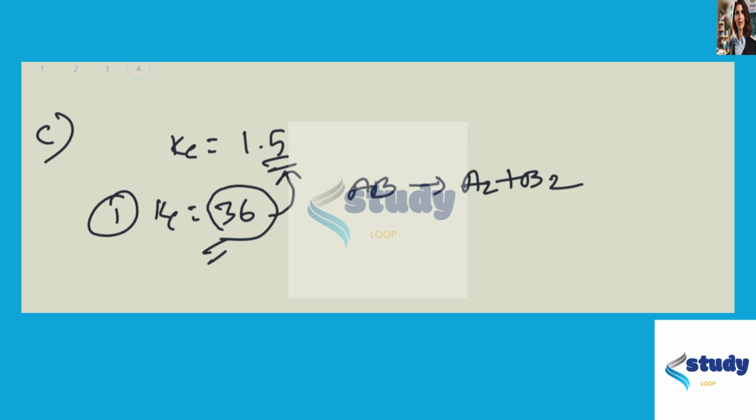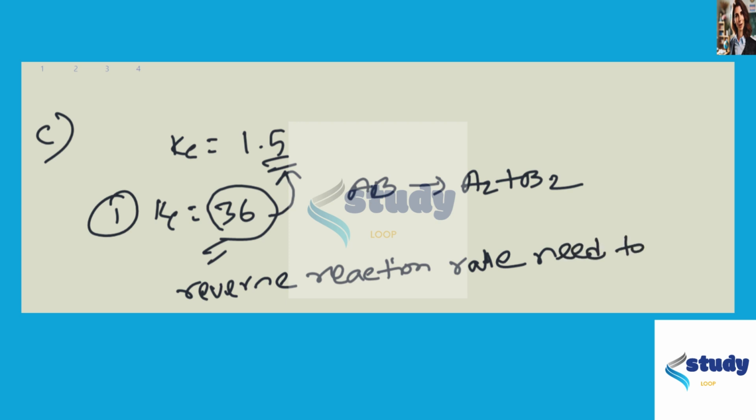So for reaction mixture 1, the reverse reaction rate needs to be increased. By increasing the reverse reaction rate, we can reach equilibrium for the first reaction mixture.